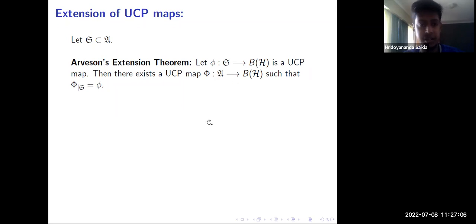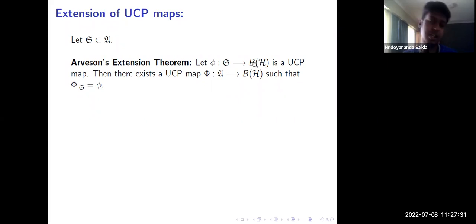At first glance, it will look like it is a theorem about the operator system and the C-star algebra containing it. But it is a theorem about the codomain also. I'm strictly fixing the codomain here. I'm not writing any arbitrary C-star algebra on the codomain. I'm saying the codomain must be B of H.